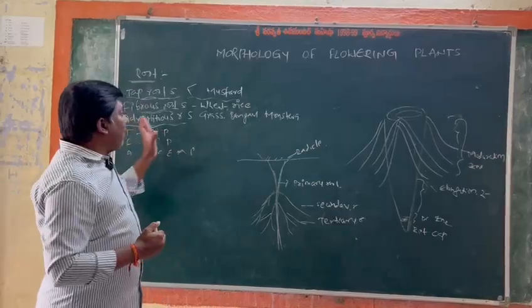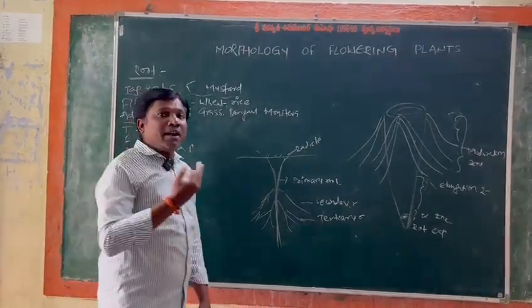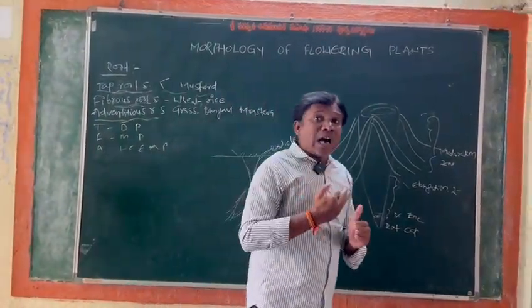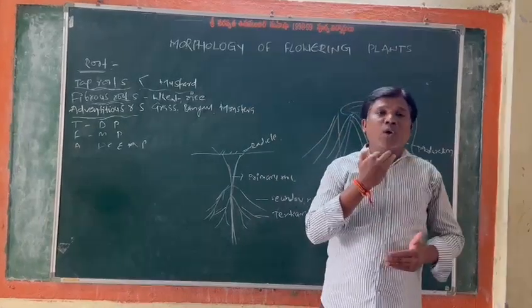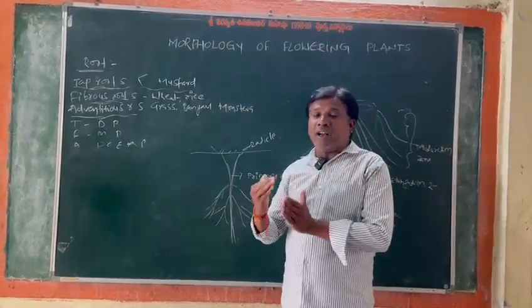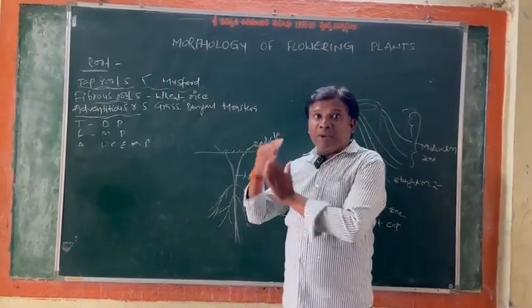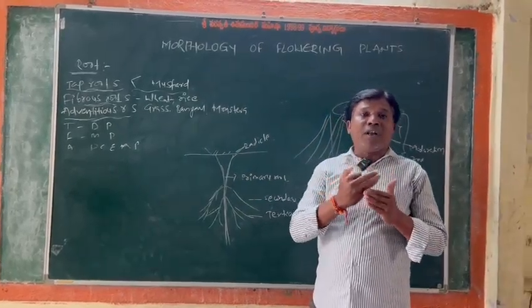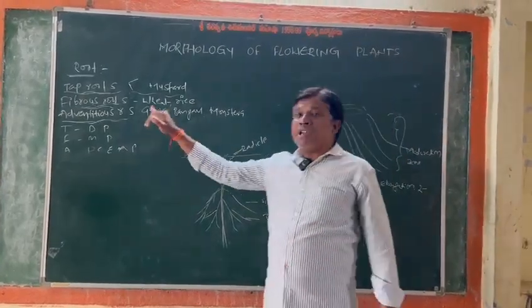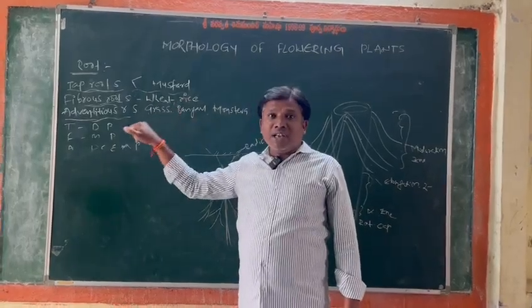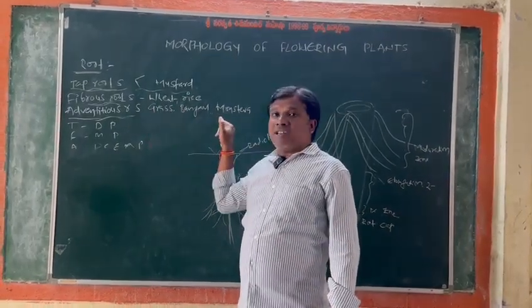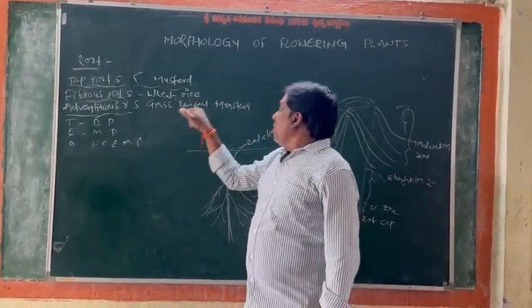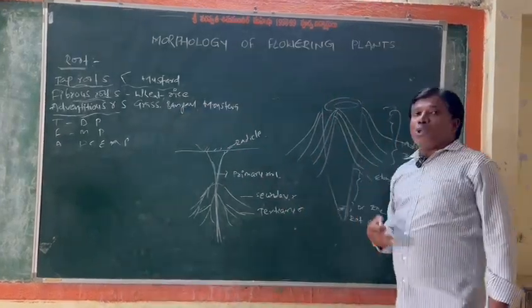The last one is the adventitious root system. What is meant by the adventitious root system? Roots developed from any part of the plant other than the radicle, that is, except the radicle. Such a root system is known as the adventitious root system. Examples: grass, banyan, monstera.